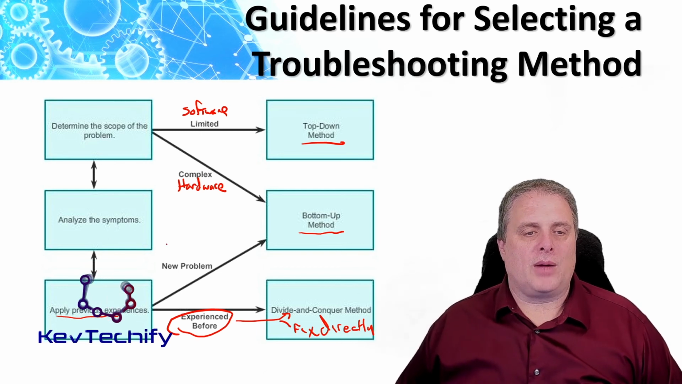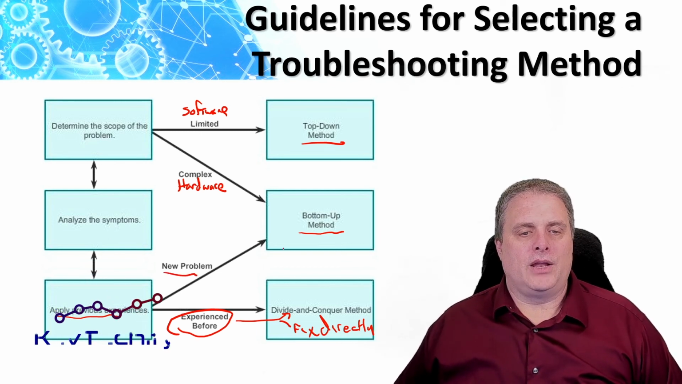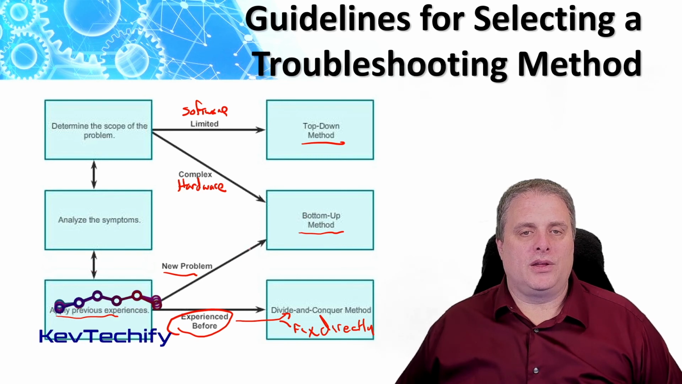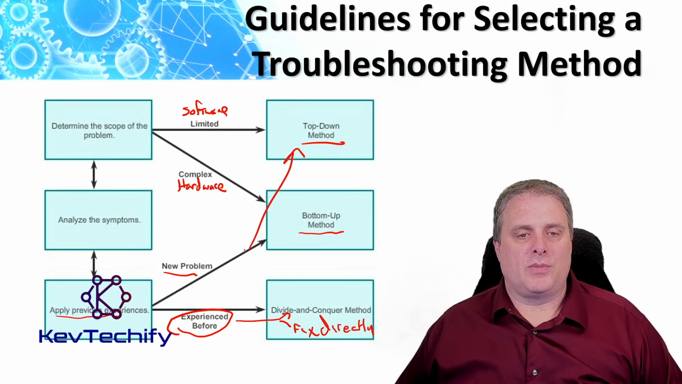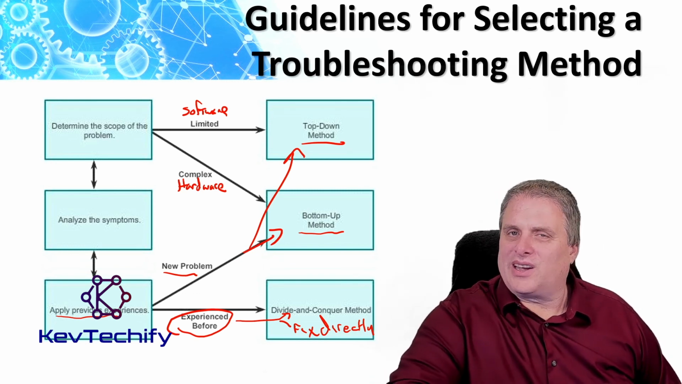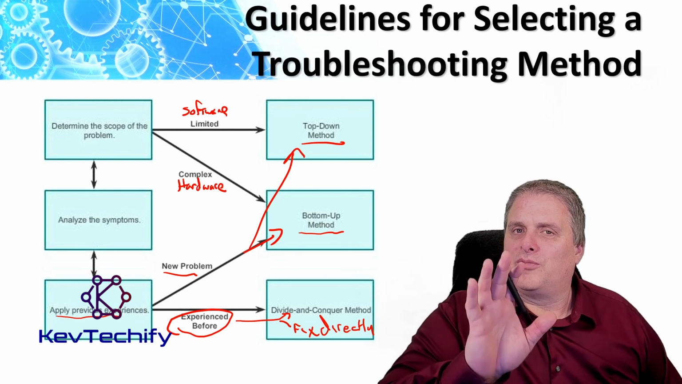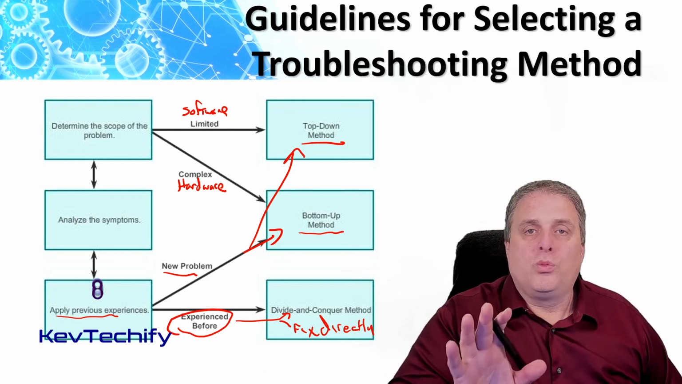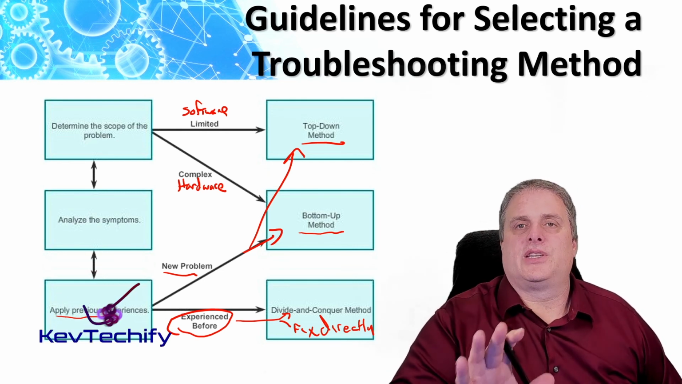But if it's a new problem, then you could either go to the bottom up method or you could go to the top down method. Either one of these would be a good solution. And so just thinking about your problem, doing a couple seconds of planning for your method might help you get better success quicker.